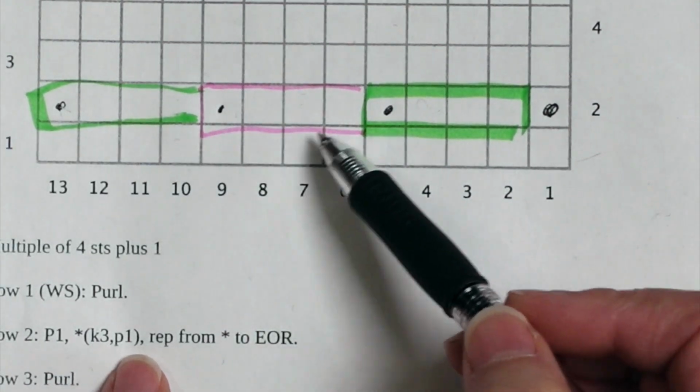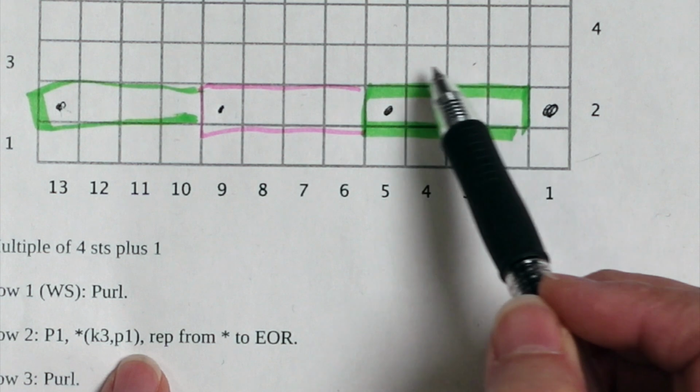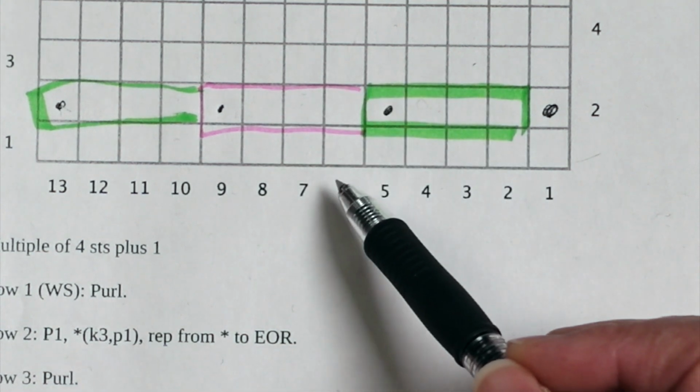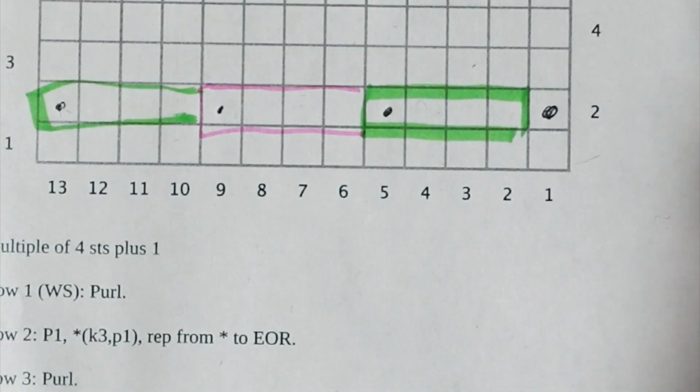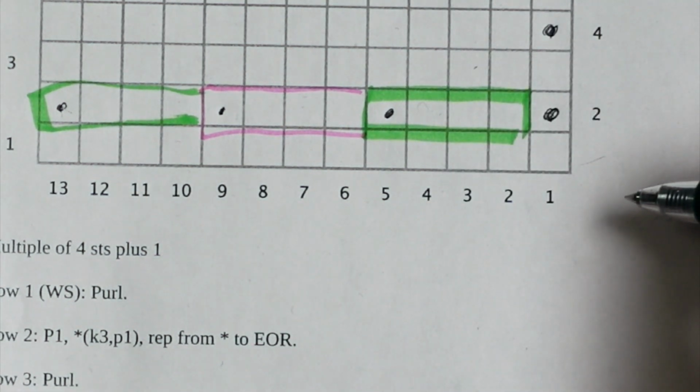Again, the odd rows, the wrong side rows, would have been purled if we were knitting flat, which means that they are going to be knit when we are working in the round. So now we want to look at row 4, which also starts with a purl stitch, and then it's knit 1, purl 1, and you repeat that all the way across.